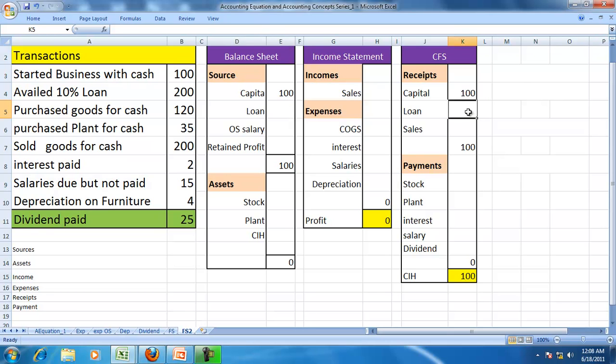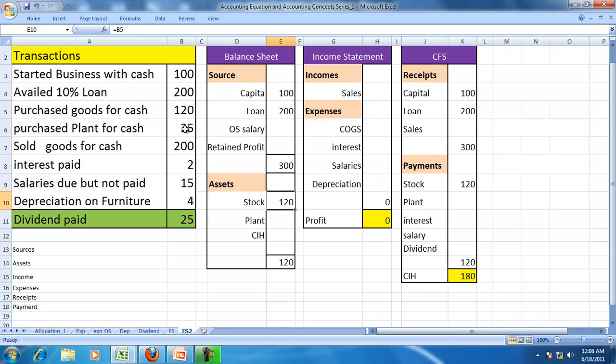So capital will be shown on the balance sheet. Similarly, I'm availing a loan. So a loan is a receipt. I'm receiving a loan of 200, and a loan is a source, definitely not an income. I have to repay that money. I'm purchasing goods for cash. That means on this date I'm having an asset of 120, and for that I paid money 120, so there is a payment. So goods purchase is a payment and an asset.